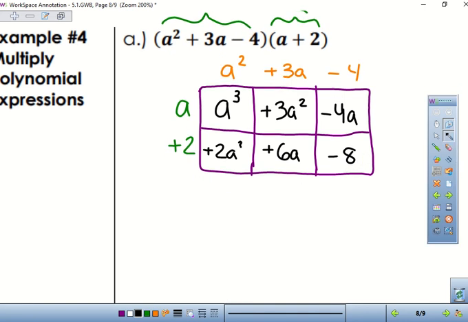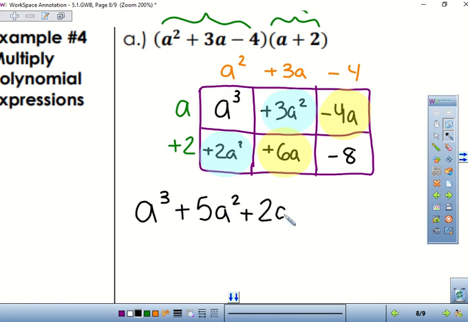Now you're going to notice when you use this method, more often than not, you're going to end up with some like terms in the boxes. So when you go to write it out as a sentence, you can just go ahead and combine those. So it's going to be a cubed plus 5a squared plus 2a minus 8.